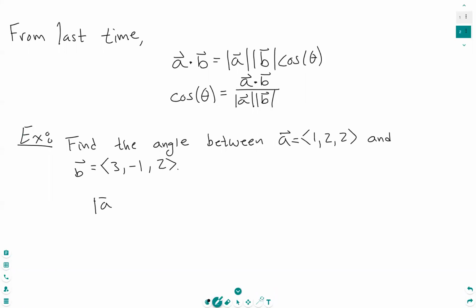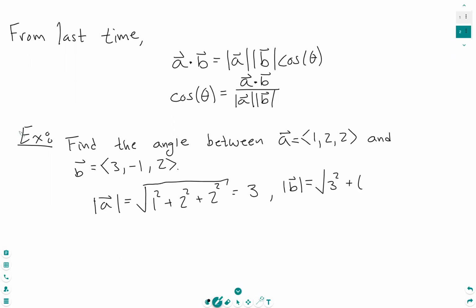So let's start with the magnitude of A. We write this as the square root of 1 squared plus 2 squared plus 2 squared. Inside here we just have 9, so this is equal to 3. And then the magnitude of the B vector is the square root of 3 squared plus -1 squared plus 2 squared. And this gives us the square root of 14.